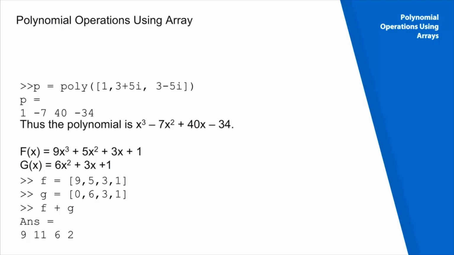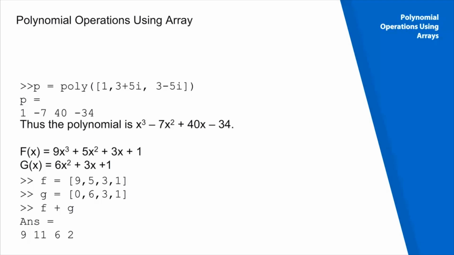We will get coefficients as 1, minus 7, 40 and minus 34, which means that our polynomial is x cubed minus 7x squared plus 40x minus 34. Polynomial addition and subtraction is simply array addition and subtraction. To add or subtract polynomials, we just add the arrays that describe their coefficients.